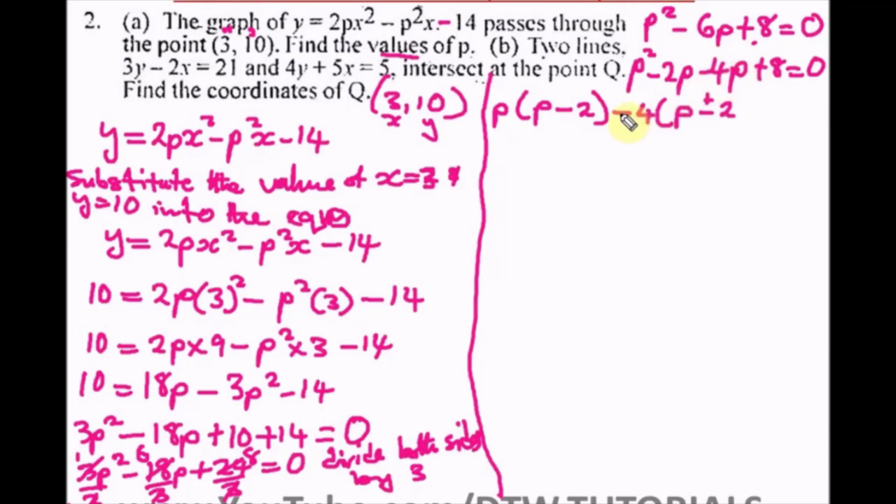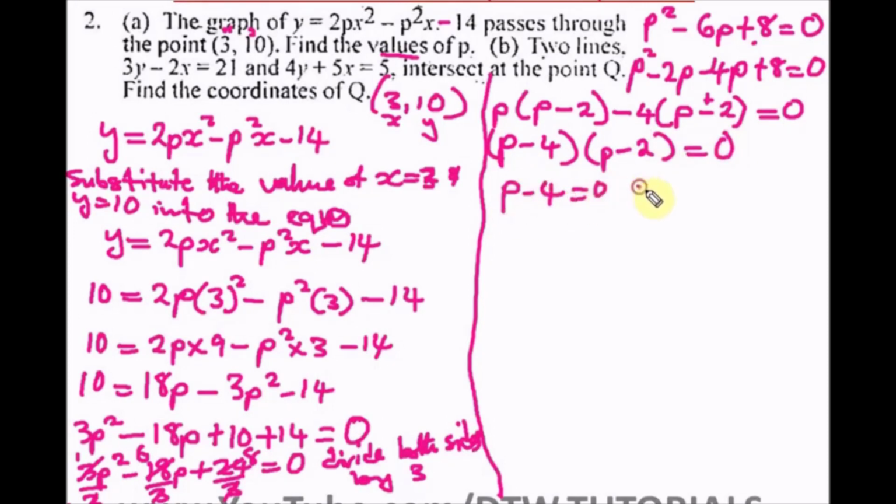So minus times 4p will give us minus 4p, and minus 4 times minus 2 will give us a positive 8. That's why we have this, and we equate it to 0. Then we take the common factor. Since we have the same coefficient factor here, we have p minus 4 bracket p minus 2 equal to 0. So here we have p minus 4 equal to 0, or p minus 2 equal to 0.